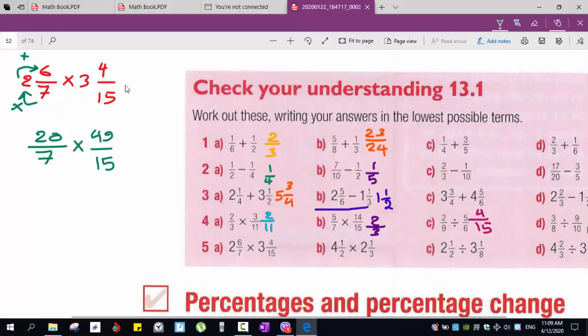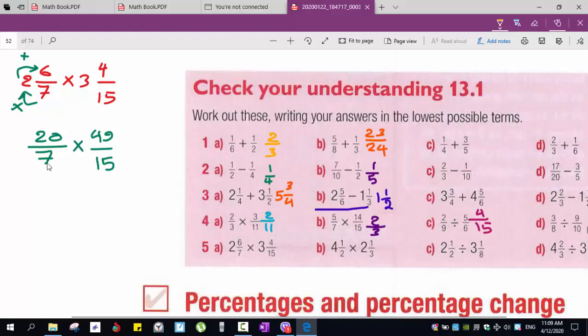Here, since it's a multiplication problem, we can divide the numbers, make them simpler, like the 6 and the 15. We can divide them by 3. This one will be 2, this one will be 5. But it's better to reduce the mixed number into an improper fraction than do the simplifications. Now we have just a normal multiplication problem.